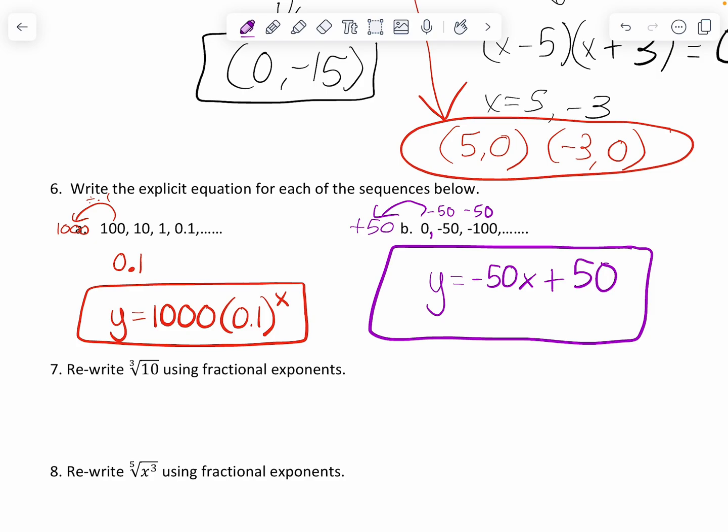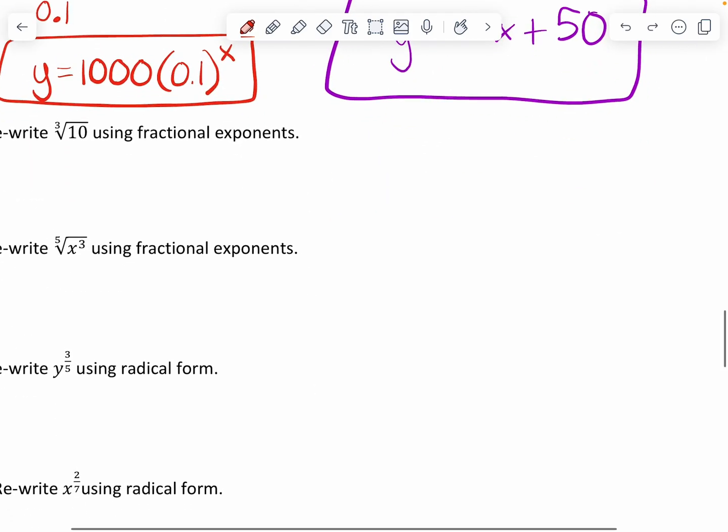For these types of problems, if you ever want to figure out if you have the right equation, all you need to do is substitute a term number into the x and see if you get that actual term in your sequence. So if I plugged in 1 here, I would get negative 50 times 1, which is negative 50, plus 50 is 0. That does work out. And then if I checked it with any of these, it would work out as well. Okay, last topic here.